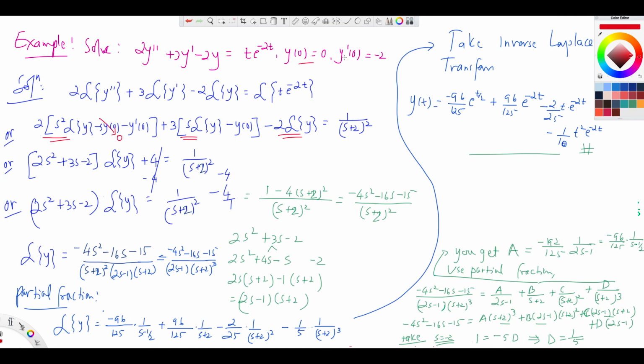Y at 0 is 0. Now y prime of 0 is negative 2. So negative times negative will be positive, but there is 2 times that, so it will be positive 4. You see that? And this is 0, right?